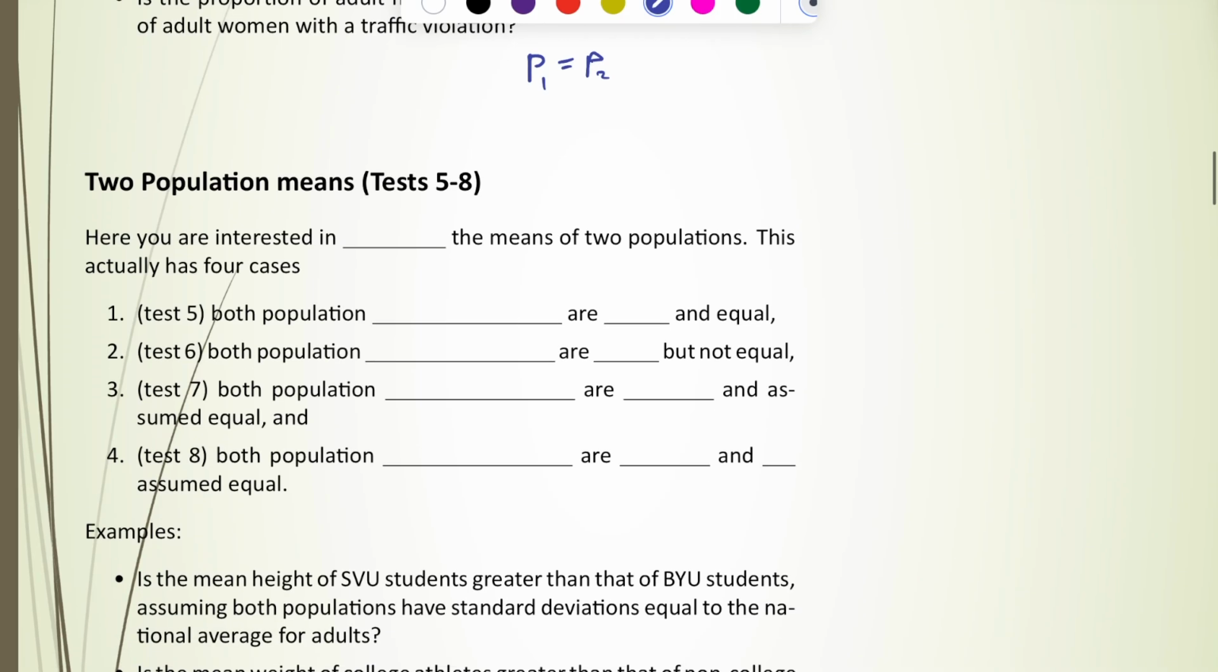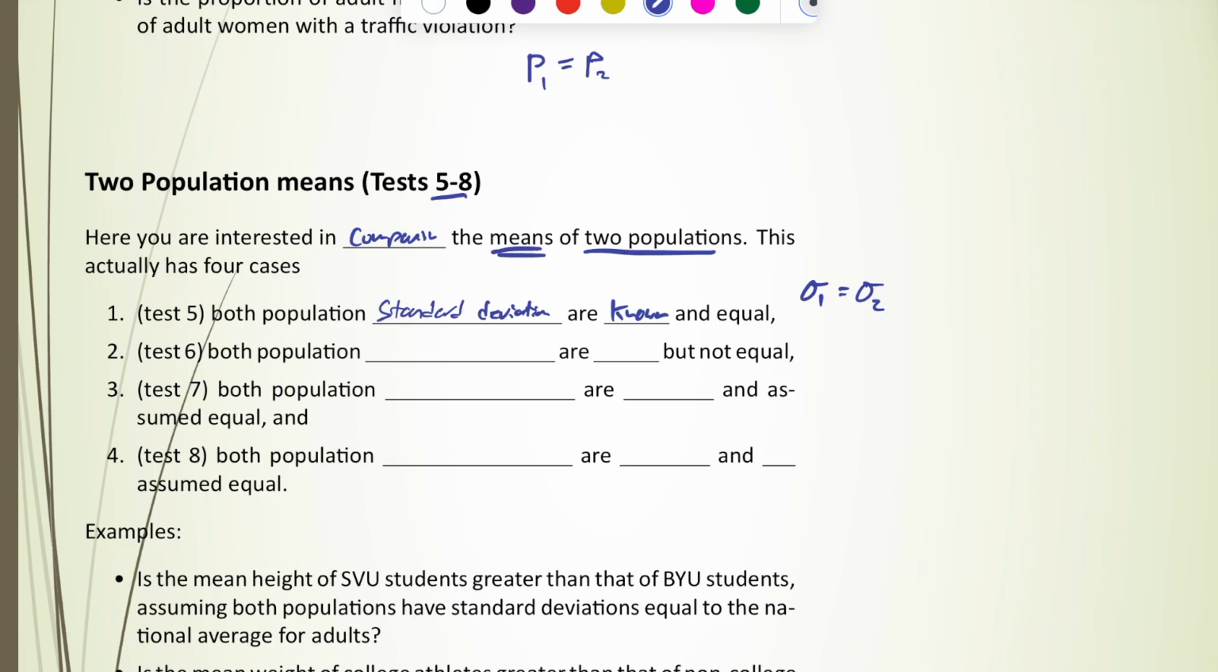Okay, next we've got, this is a set of 4 tests. Here, in each of these tests, we're interested in comparing means of 2 populations. Okay, so this actually has 4 cases. Test 5 is where both population standard deviations are known and equal. They are known and equal, so that means sigma 1 equals sigma 2.